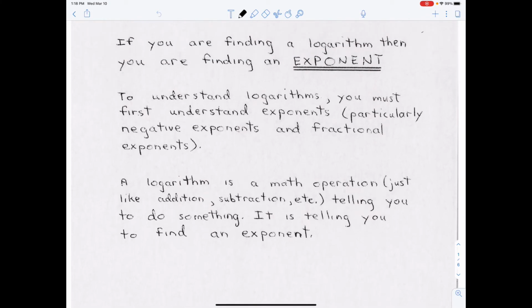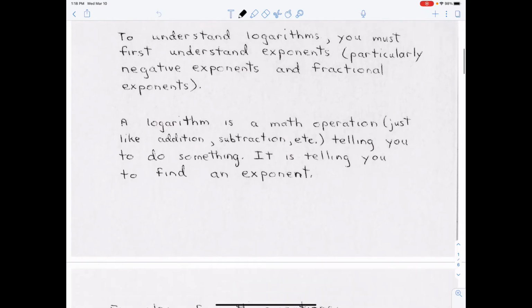Also, I want you to understand a logarithm is a mathematical operation. It's telling you to do something. What's it telling you to do? Find an exponent. Now, to understand logarithms, you first have to understand exponents. And I told you this a couple of videos ago. You have to understand exponents, particularly negative exponents and fractional exponents, but you also have to understand exponential equations. You must understand those three things. If you have any questions on them, get them resolved now.